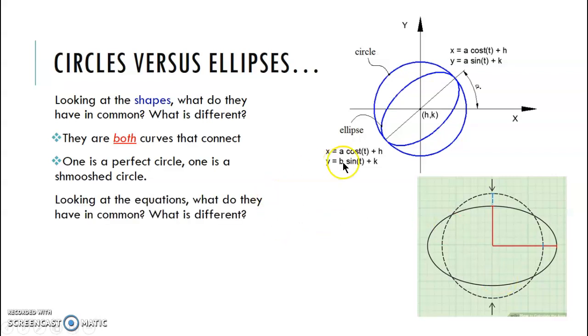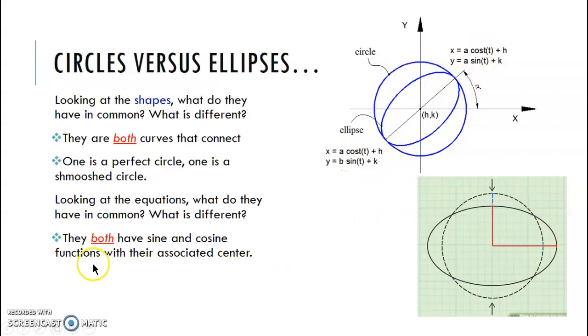This also results in differences in their parametric equations and rectangular equations, in all honesty. But looking at the parametric equations here, what do you notice they have in common? And what do you notice that's different? So take a quick look at these. Hopefully you notice that what they have in common is that they both use cosine and sine, and they both have h and k being used, the center of the figure.